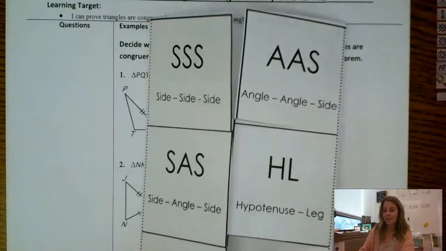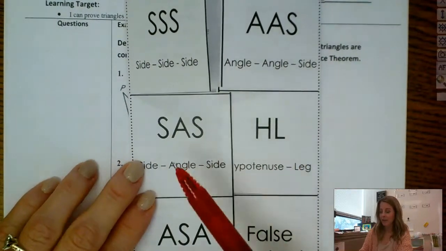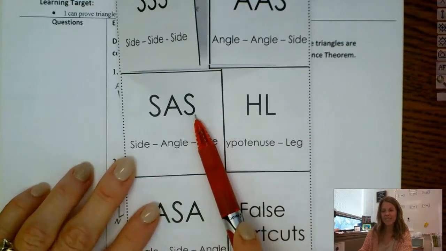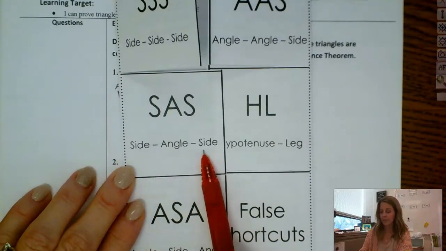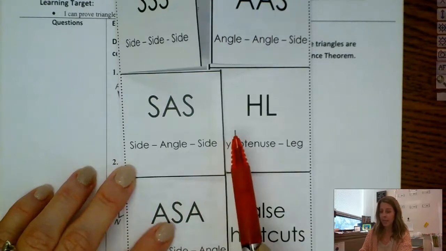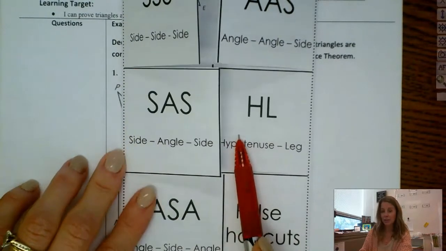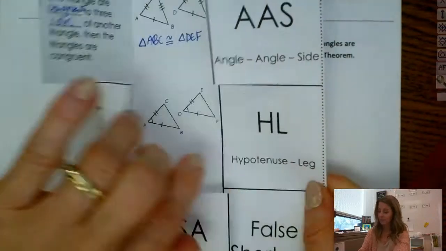All right, today we are going to look at two more. We're going to skip around a little. SAS, which stands for side angle side congruence theorem. And we're going to look at HL, which stands for hypotenuse leg.